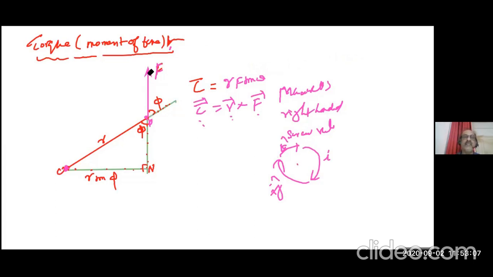Then from the diagram, force into perpendicular distance is r sine phi. This can be expressed in vector form. It is a cross product. Have you written? Your torque is perpendicular to R and perpendicular to F. R and F are not necessarily perpendicular.